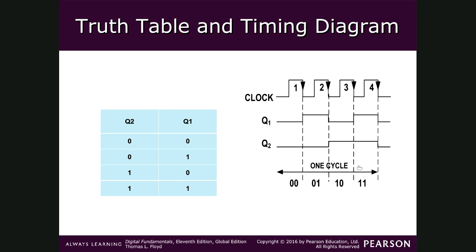Each flip-flop divides the frequency by 2. So here 4 hertz for 4 pulses. The first flip-flop will divide by 2, so you will get 2 pulses. And the second flip-flop will divide by 2, so you will get 2 by 2, 1 pulse.